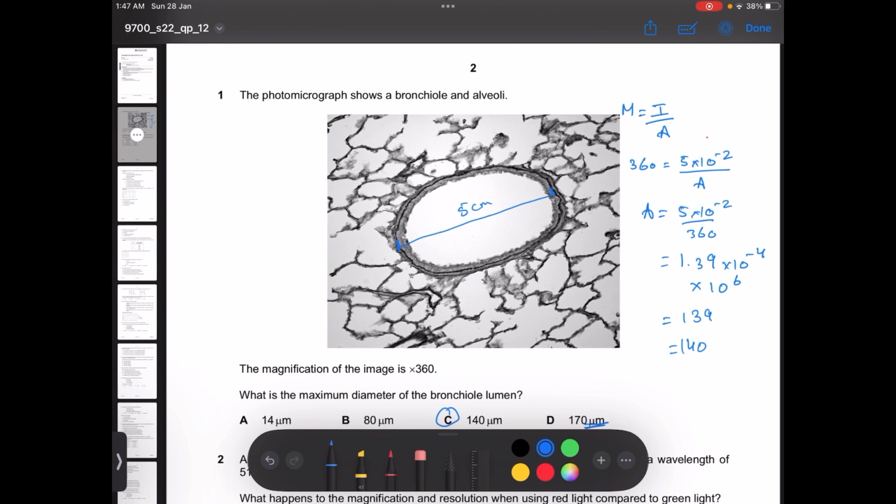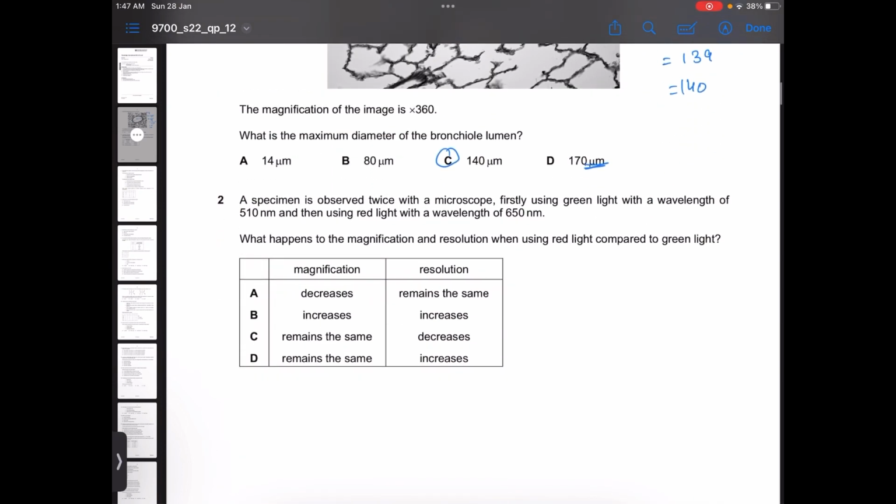Okay, now the next question. Number 2. A specimen is observed twice with a microscope. Firstly using green light with a wavelength of 510 nanometer, and then using red light with a wavelength of 650 nanometer. What happens to the magnification and resolution when using red light compared to green light? So basically, we need to find the magnification and resolution of red light compared to green light.